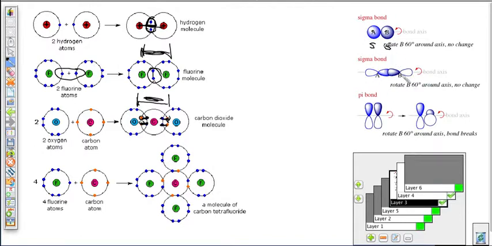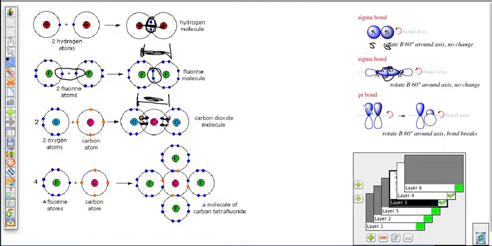So here would be a sigma bond between 2 p orbitals, right? So here's the 2 p orbitals right here, bond axis right through the middle. Here's the nuclei of each of the atoms, and here's the bond right here, perfectly centered in between those 2 nuclei. So that's a very strong bond.